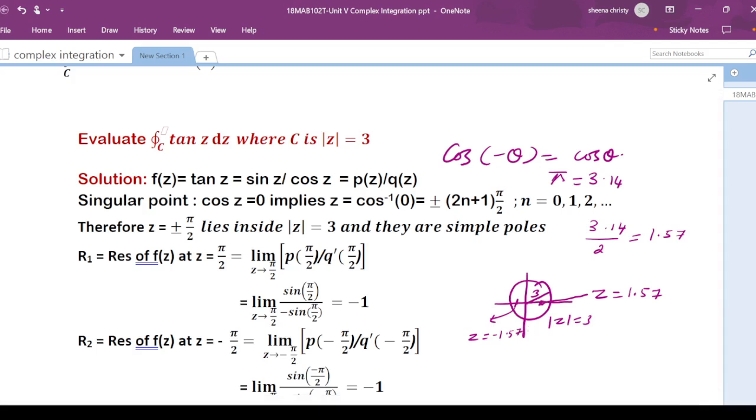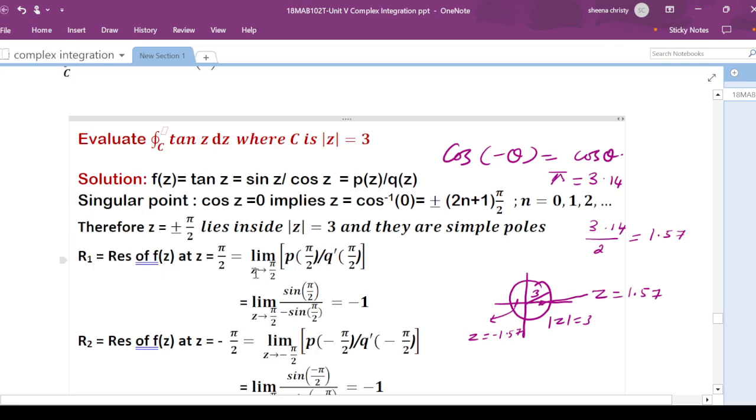So at these 2 points, you are going to find out the residues, and they are simple poles because they are occurring only one time. So z equal to plus pi by 2 and z equal to minus pi by 2 are lying inside the contour mod z equal to 3, and they are simple poles. And here f of z we are considering as rational form p of z by q of z. So the formula is what? Limit z tends to a, p of a divided by q dash of a. So a is here pi by 2. For finding the residue of f of z at z equal to pi by 2, put a equal to pi by 2, it will be p of pi by 2 divided by q dash of pi by 2.